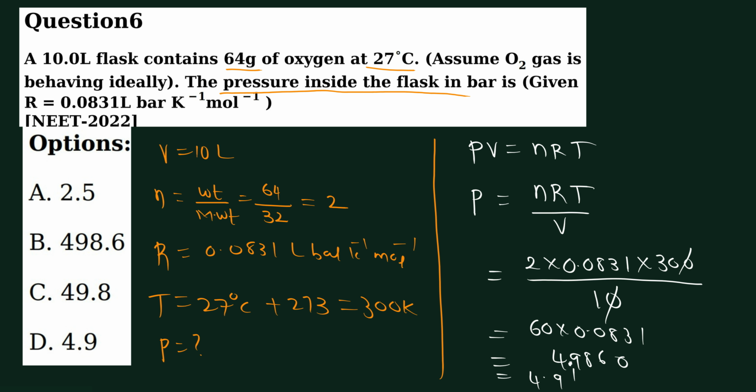What is n here? The n value is 2, the R value is 0.0831, the temperature value is 300 Kelvin, and the volume is 10 liters. So the 0 cancels, so 60 into 0.0831, which is equal to 49860, and after 4 digits you put the point. So it is how much? 4.986 bar.